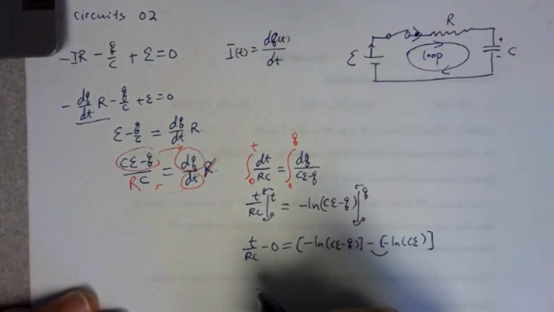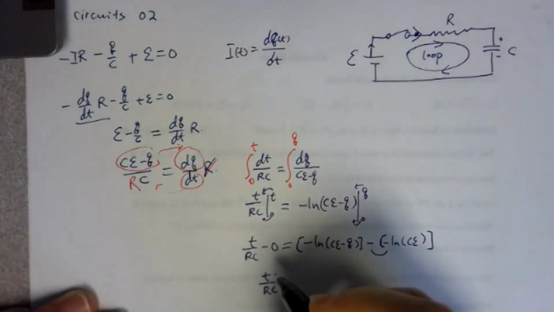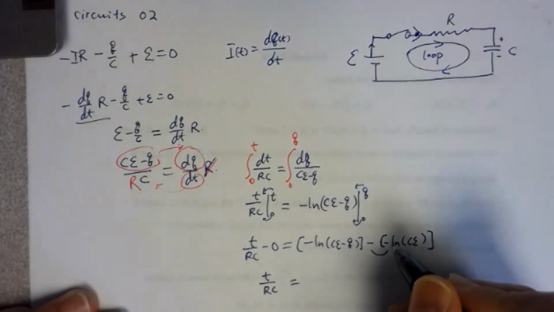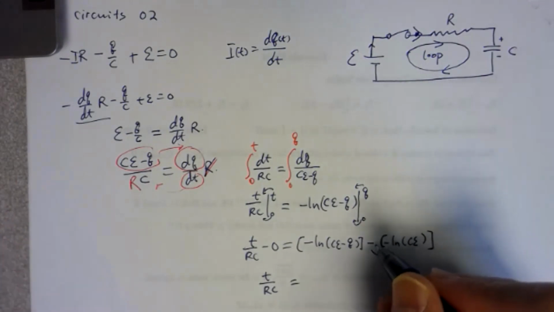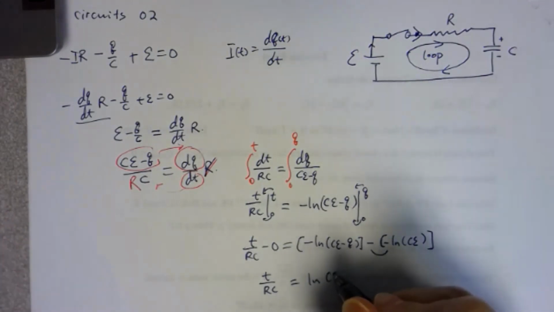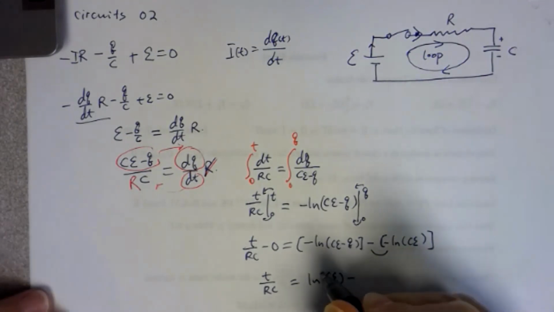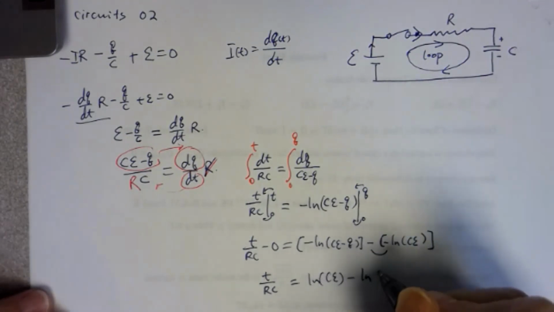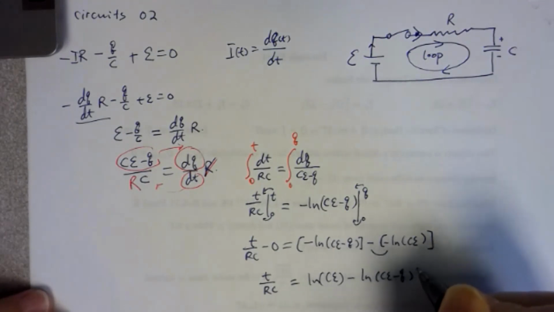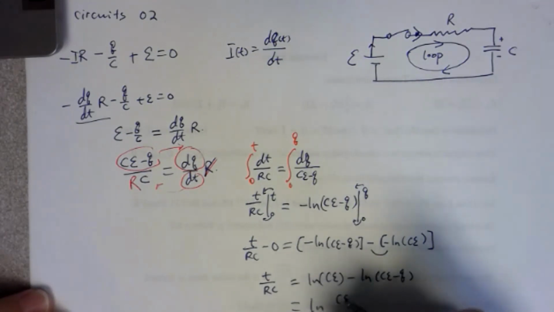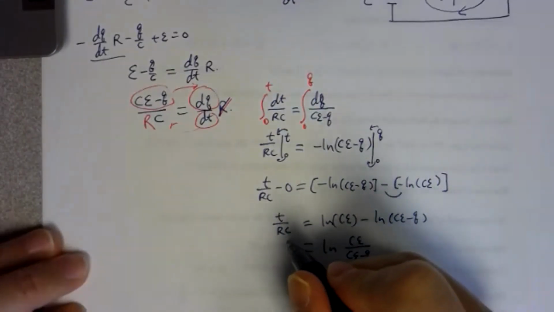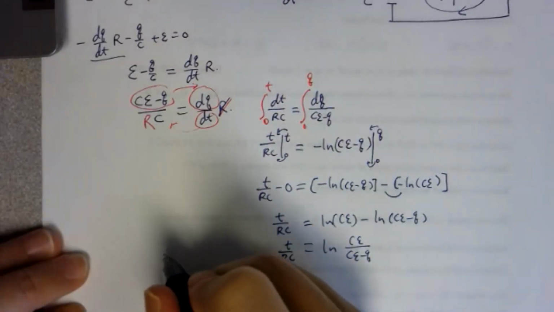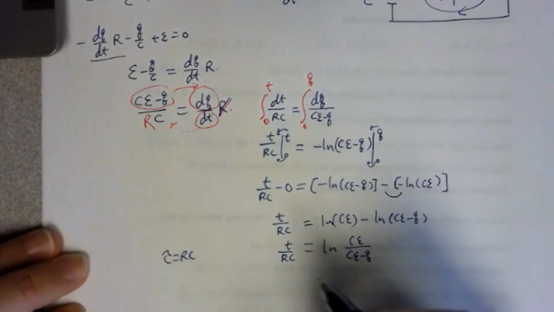So then on the left hand side, you have T over RC, and on the right hand side, this becomes positive. So ln of C epsilon minus ln of C epsilon minus Q. So ln of A minus ln of B, we know that it's ln of C epsilon over C epsilon minus Q, equals T over RC. And here we call RC equal to tau. So then T over tau.